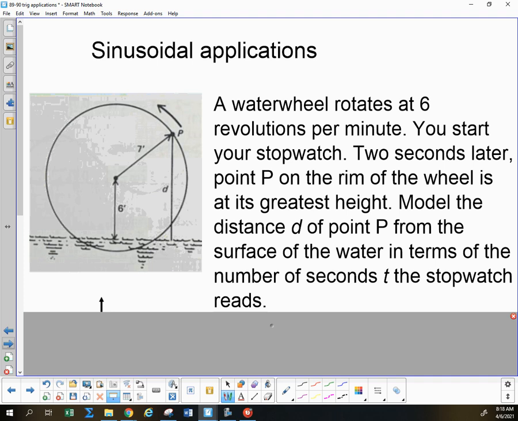What does that mean? So it goes around 6 times every minute. That's talking about going back and forth and doing complete cycles. If it does 6 cycles in 1 minute, how long does it take to do just 1 cycle? Because that's going to be the period, Liam. So that means our period needs to be 10 seconds.